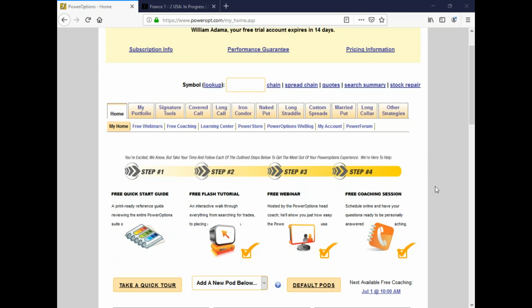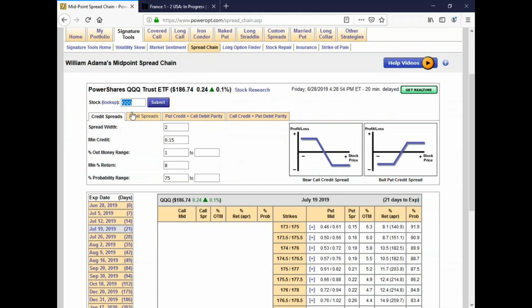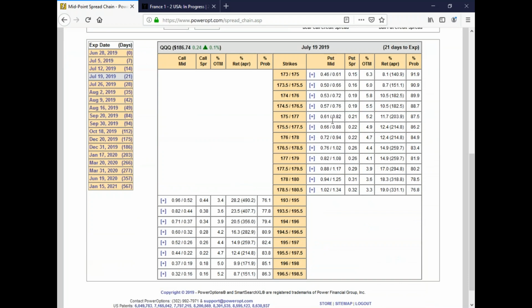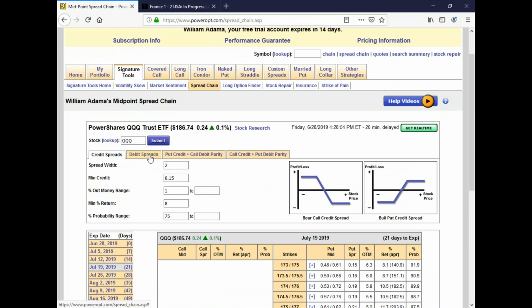There's a tool that we have, one of our signature tools called the spread chain tool. This allows you to view certain things one stock at a time as a credit spread view. So here I could sort of build my iron condors. I've got the bull puts on my right and the bear calls on my left. I can build the debit spreads. Sorry, the put credit and call debit parity, and the call credit and put debit parity.